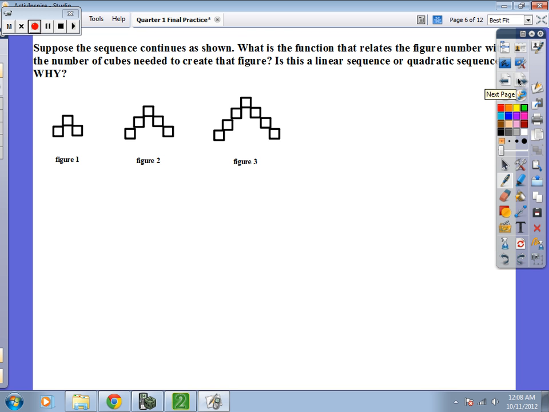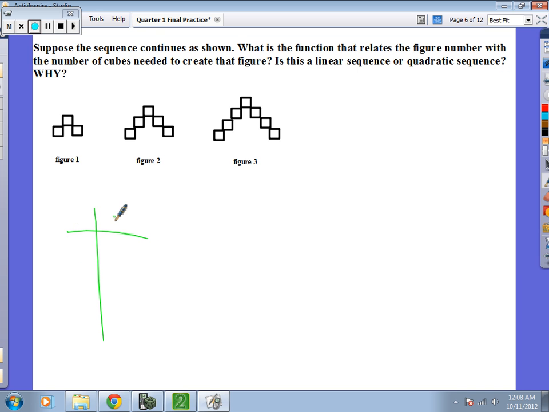What about this guy? Same thing, let's do this. This is figure and this is the cubes. So figure 1 is going to be 3 cubes, figure 2 is going to be 5 cubes, figure 3 is going to be 7. Done. You got a pattern. Total easy pattern. It's going up 2 cubes every time. So this one is linear because it changes at a constant rate.